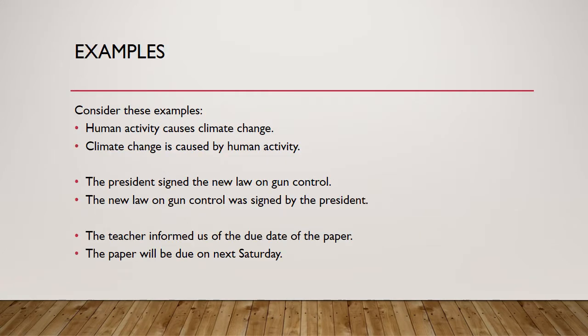Look at these examples to see what I mean. Human activity causes climate change. This puts the emphasis on who is causing the climate change. However, in many academic writings, they want to put the emphasis on climate change. So they might express it by saying, climate change is caused by human activity.